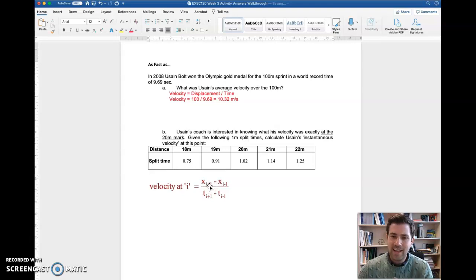With i plus 1 and i minus 1, you're not actually adding 1 or taking 1 from anything here. i plus 1 is just mathematical convention for the point ahead of the one that you're interested in, and i minus 1 is the point behind the one you're interested in. So here it is 21 and 19, 1.14 and 0.91 with both the displacement and the time. So we can see that here, 21 minus 19 is the displacement, and 1.14 minus 0.91 is your change in time, which gets you 8.7 meters per second.